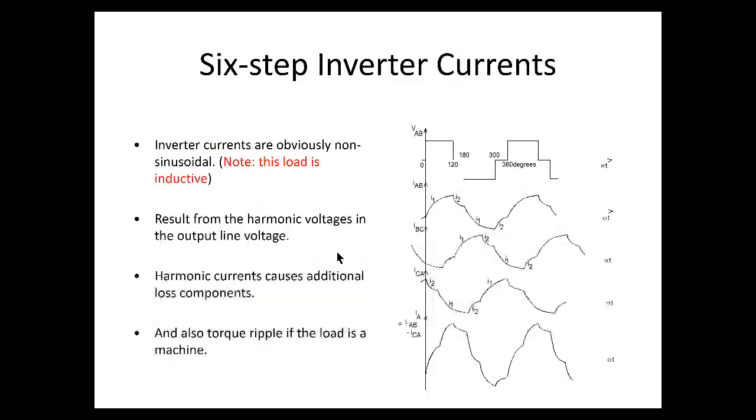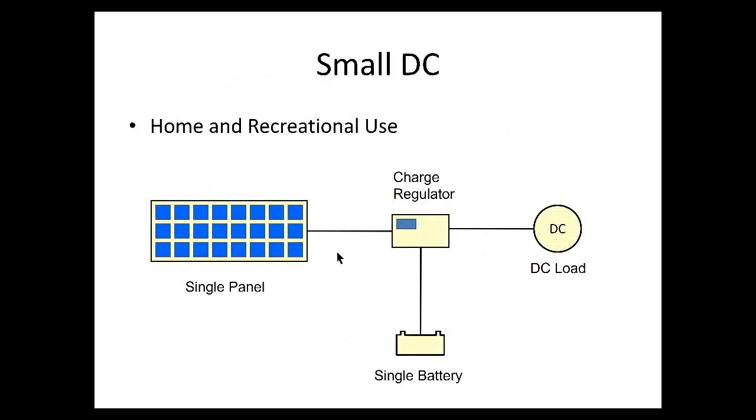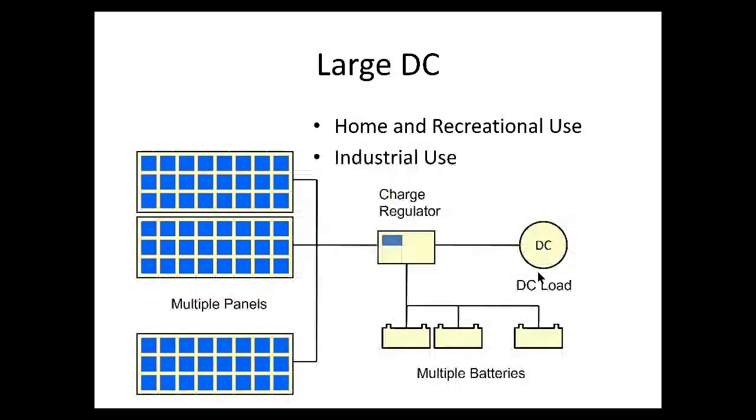So I'll just finish this topic on inverters with some applications, right? Of course, PV application I'll look at. So, with a small home recreational use, you just have a single panel, you have a charge controller here, your battery, right? It prevents overcharging of your battery here, and then you can get your source here, your DC supply at this point, right?